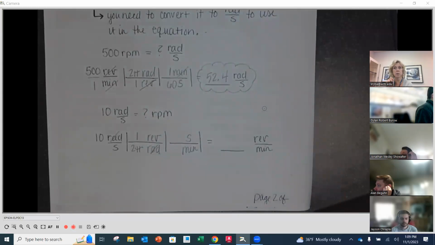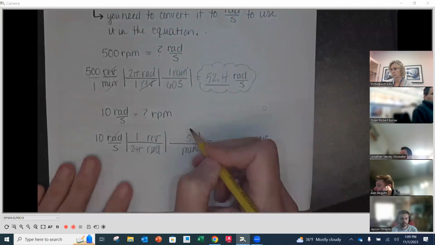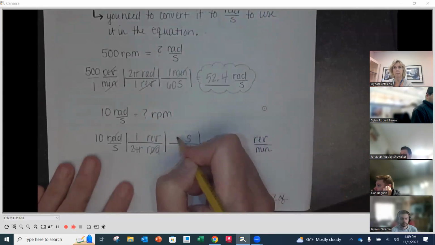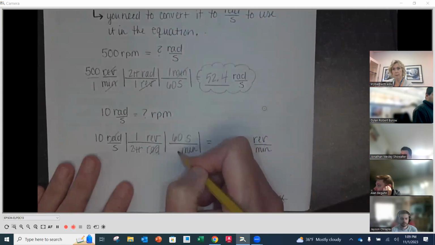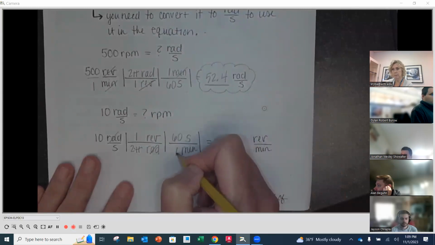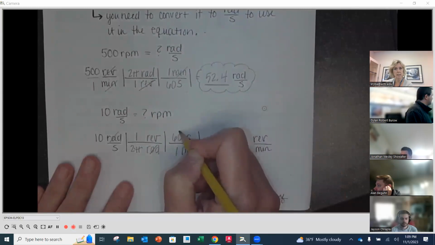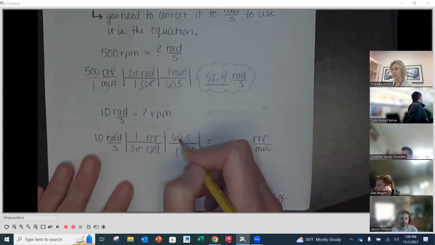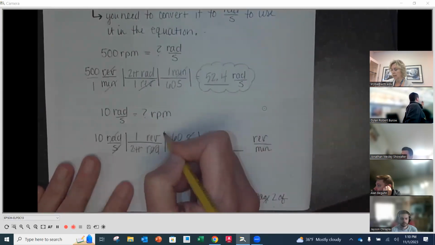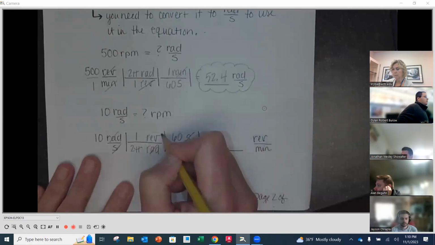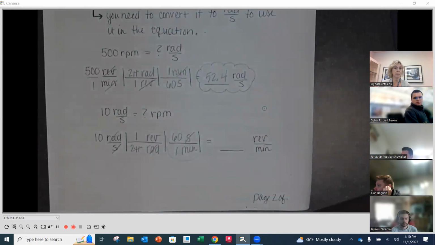What would my conversion be here? What would I put on top? 60. And what would I put on the bottom? 1. 1 minute is equal to 60 seconds. And now as I multiply across the top and divide by the bottom, my seconds cancel. I'm left with revolutions per minute, which is exactly what I'm looking for.